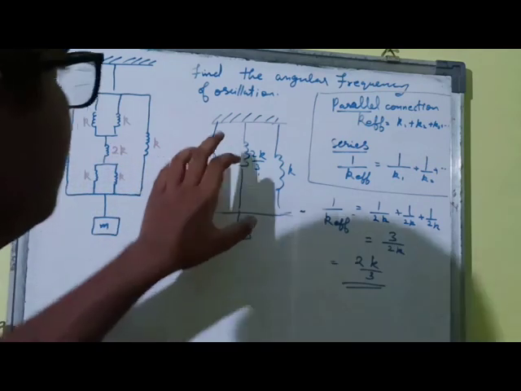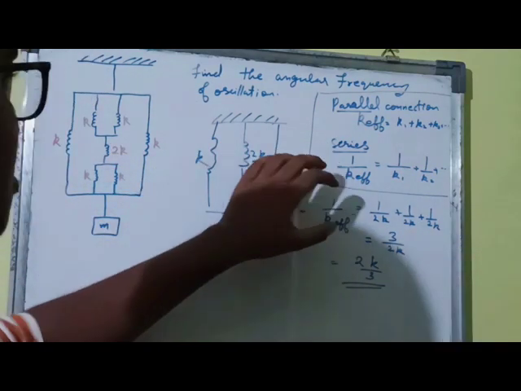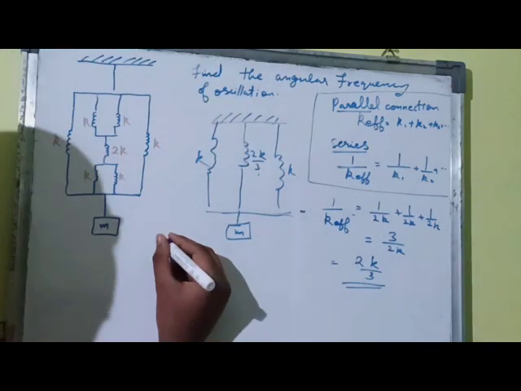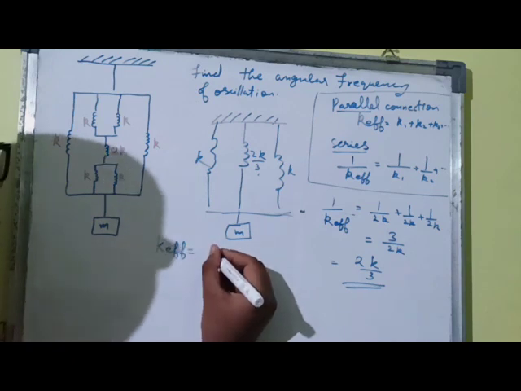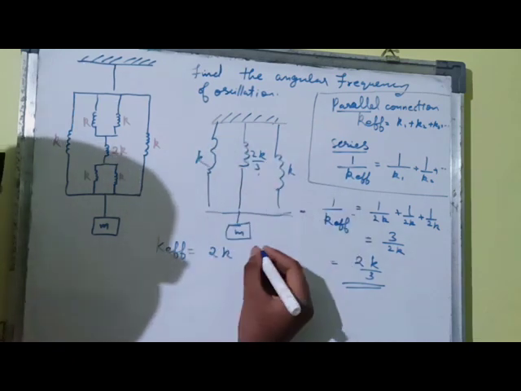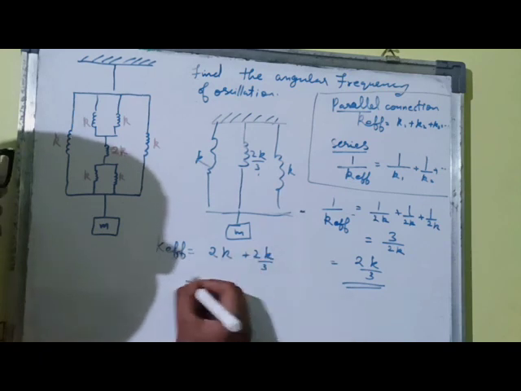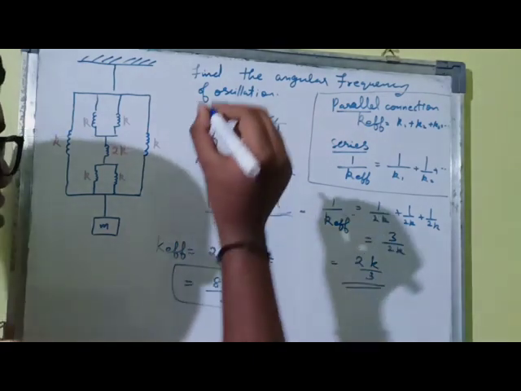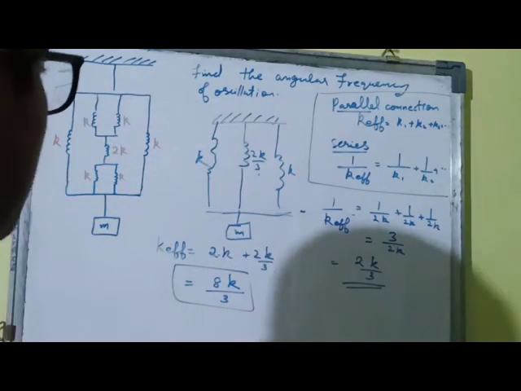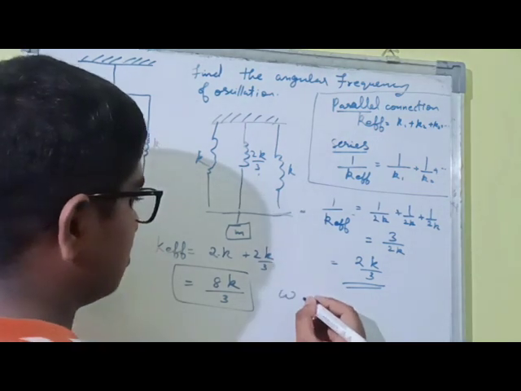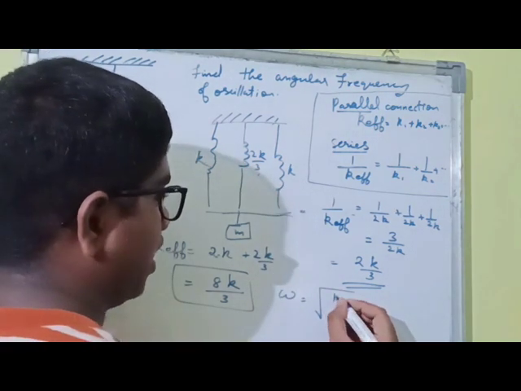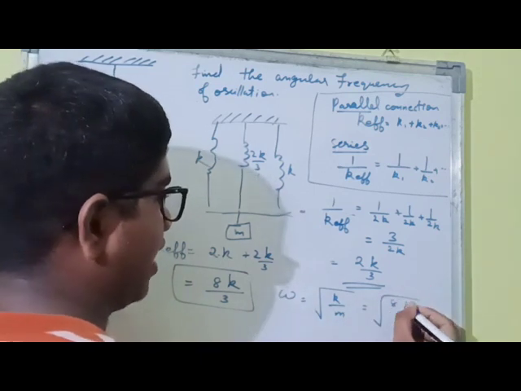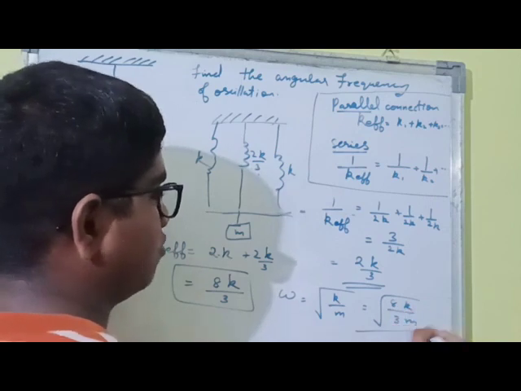Now observe, these three springs are in parallel, so their spring constants add up and we get a single effective spring constant, K effective equal to K plus K, 2K, plus 2K by 3, which will be equal to (6K plus 2K) by 3, so 8K divided by 3. Now this is the effective spring constant. Now we know that omega will be equal to root of K by M. So that will be equal to root of effective spring constant 8K by 3M. Now this is our final answer.